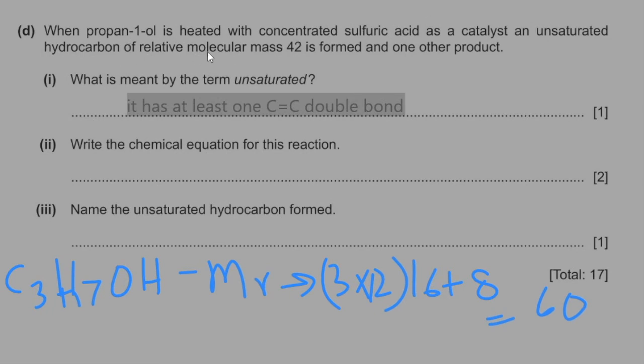We have 2 products as given in the question, one of molecular mass 42 and one other product. So if one of these products is 42, what is the mass of the other one? You simply subtract 42 from 60, which leaves us with a mass of 18. So there are 2 products, A and B. The first one has the Mr of 42 and the second one is 18. Since we're using concentrated sulfuric acid, it's dehydrating this propanol, and that means at least one of these has to be water, since there's removal of water molecules.